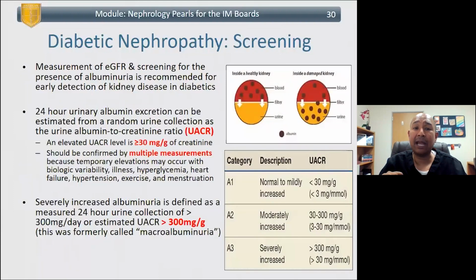So let's talk about diabetic nephropathy. So, measurement of the estimated GFR and screening for the presence of albuminuria is recommended for early detection of kidney disease in adults. And remember, it's important that we talk about this because when we think about kidney function, always remember that though we often look at it, serum creatinine is not a good marker in itself of kidney function. It's a practical marker. We use it all the time.